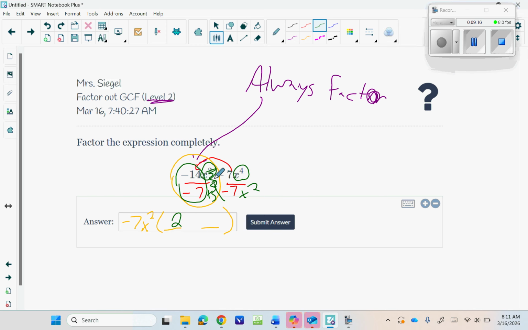And then here, I have a positive 7 divided by negative 7. That's going to be a negative 1. I have 4 x's on top and 2 x's on bottom, and so that's going to be an x squared. So this is about as hard as it gets for GCF. So if you're doing good, you're right where you need to be.